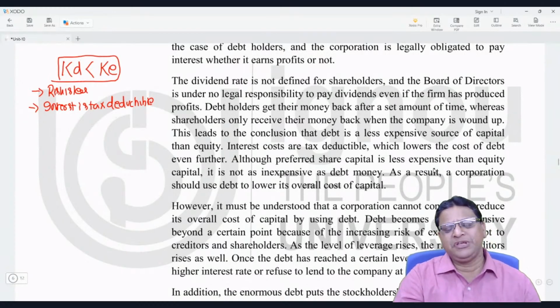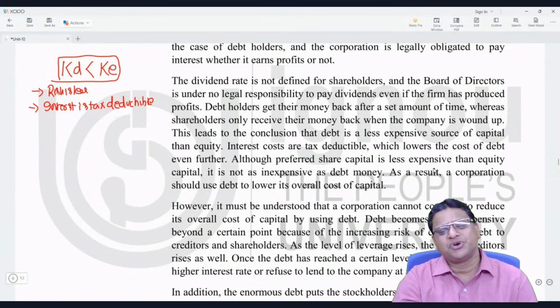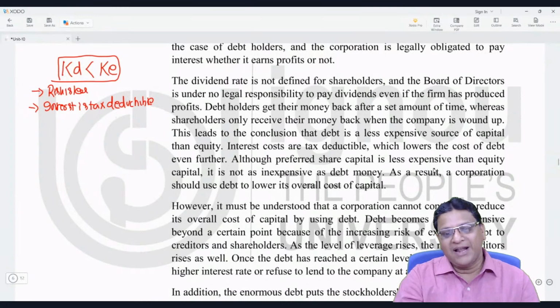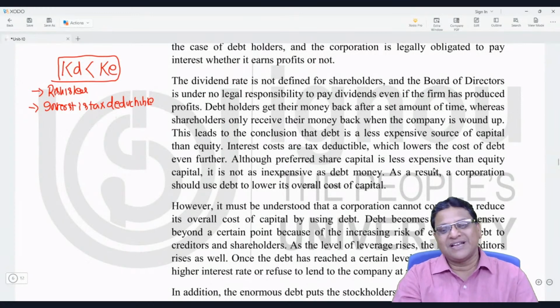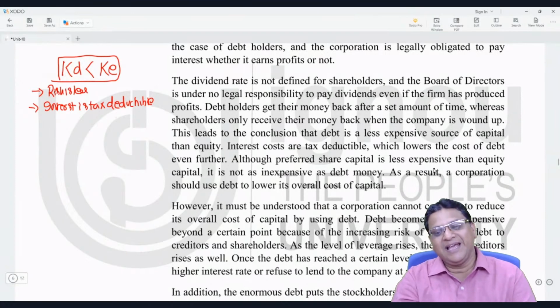Hence, you can tell that a person should use more and more debt capital. But please see, once a company starts increasing its debt capital beyond a particular limit, the risk of equity shareholders increases. The risk of existing debt holders increases. Hence, the cost of equity also increases with increase in debt portion of a company beyond a particular level.